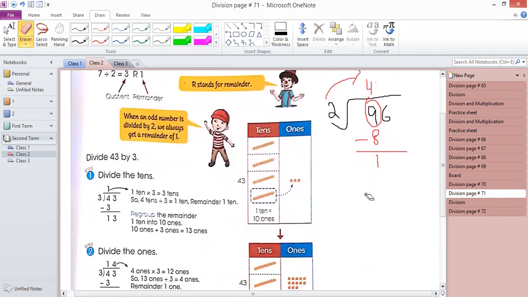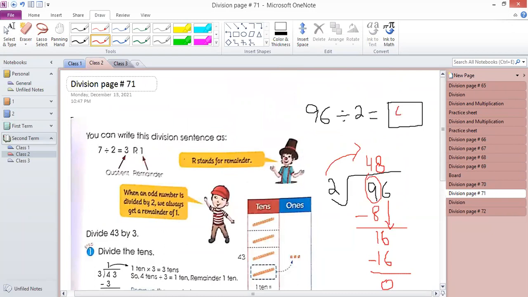1 cannot be divided by 2 because 1 is less than 2. So we will put this 6 down. This is 1, with 1, 6 ones. It becomes 16. Check in the table of 2 how many times 2 gives you 16. 2 1s are 2, 2 2s are 4, 2 3s are 6, 2 4s are 8, 2 5s are 10, 2 6s are 12, 2 7s are 14 and 2 8s are 16. So 8 times 2 is equal to 16. Write 16, subtract, and you get 0. The answer is 48. 96 divided by 2 is equal to 48.